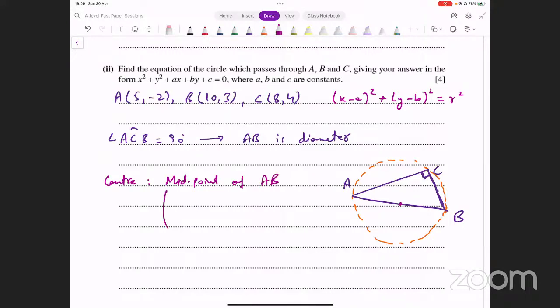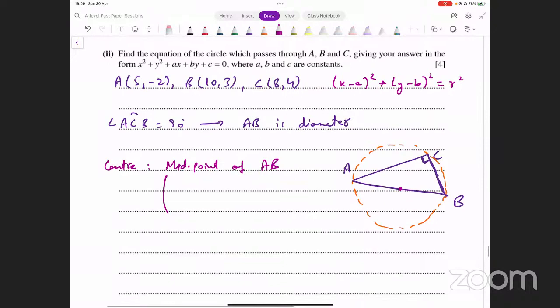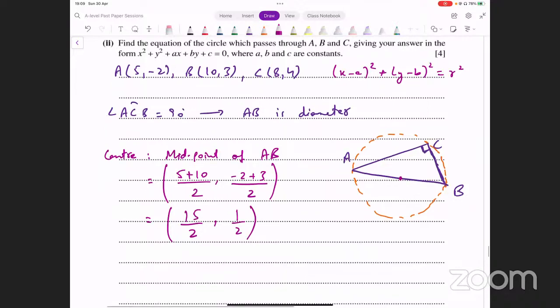Let's evaluate that. AB का midpoint हमारे पास पॉइंट ऊपर गिवन है, 5 + 10 over 2 and -2 + 3 over 2. And the center turns out to be 15 over 2, which is 7.5. लेकिन आप fraction में रखेंगे इसको, and 1 over 2. This is the center. Center आ गया। अब दूसरी चीज आपको क्या चाहिए?